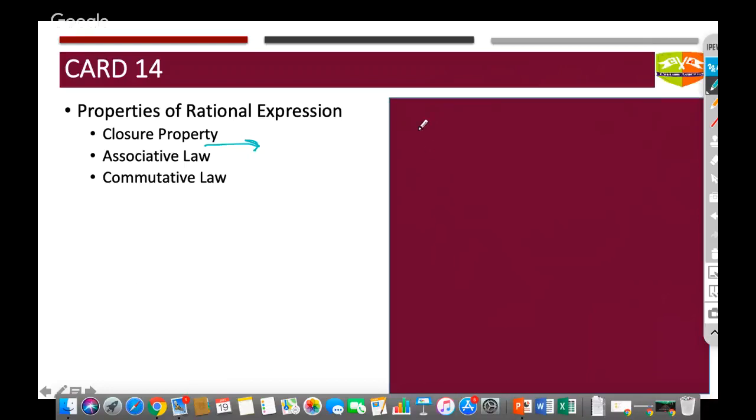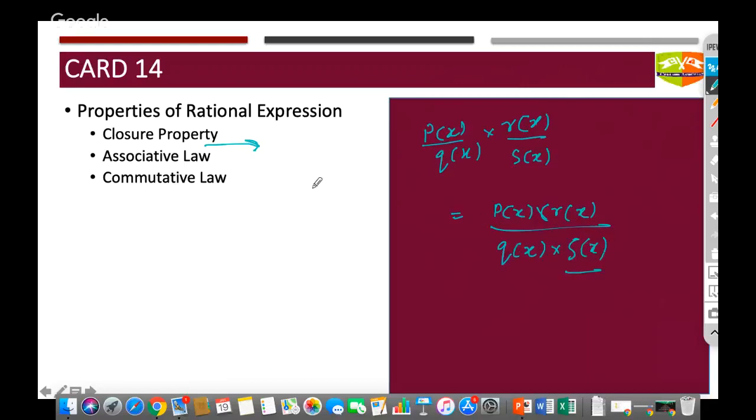So this tells me that if px by qx is multiplied by rx by sx, numerators get multiplied together and denominators get multiplied together. So this is the first property. The associative law will hold true here.